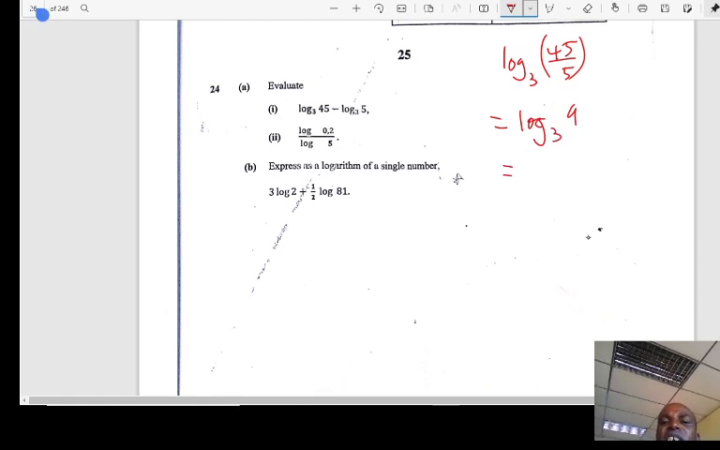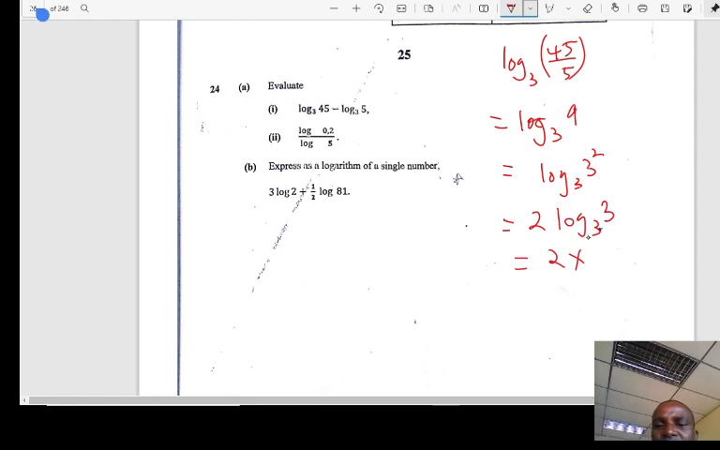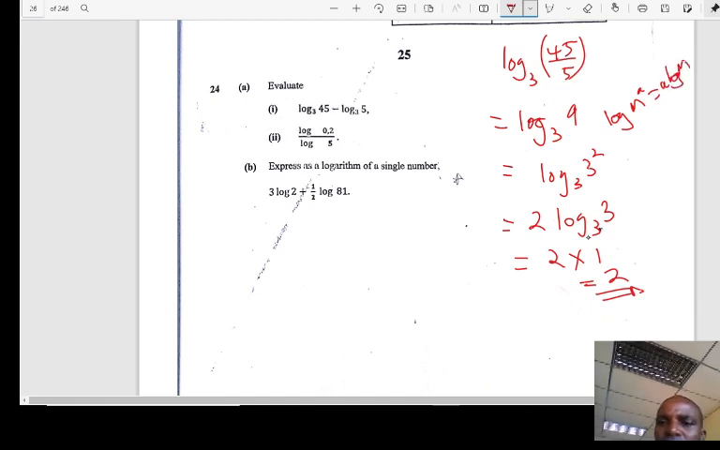Then after that, 9 can be expressed in powers of 3. So it will be log 3 squared base 3, which equals, then you bring the power down, 2 log 3 base 3. Log of a number to base that number is 1. So it will be 2 times 1, which is equal to 2. Please remember the laws of logarithms. Log m to the power a is a log m. That's what I used here. I applied that law there.